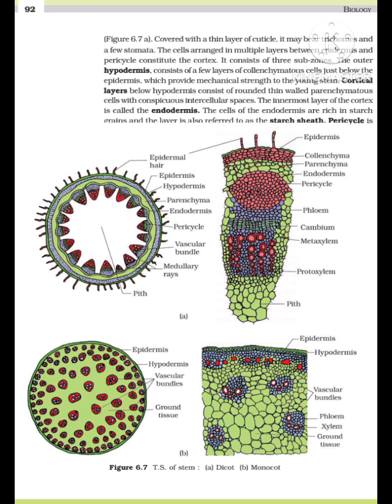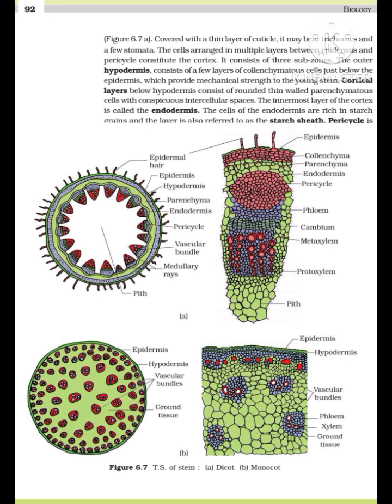The cells arranged in multiple layers between epidermis and pericycle constitute the cortex. It consists of 3 subzones. The outer hypodermis consists of a few layers of parenchymatous cells just below the epidermis, which provide mechanical strength to the young stem. Cortical layers below hypodermis consist of rounded thin-walled parenchymatous cells with conspicuous intercellular spaces.